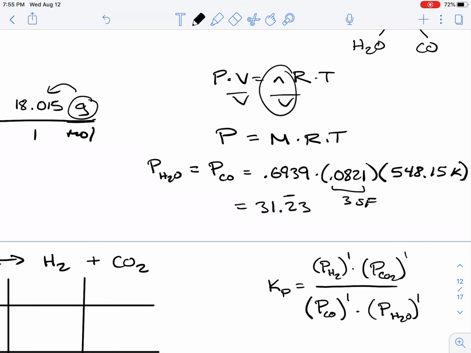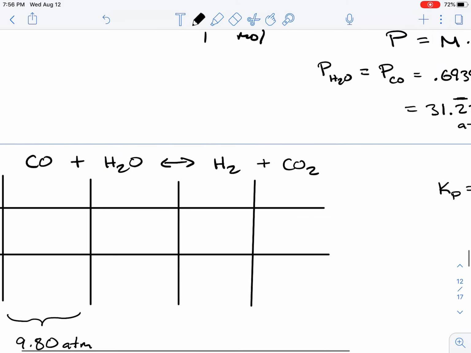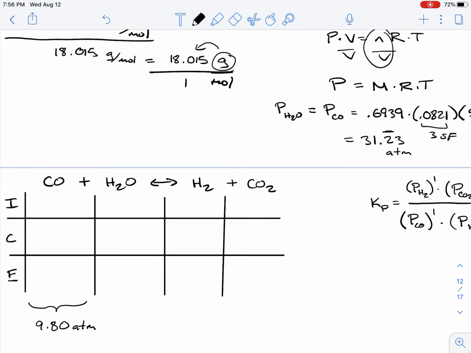So I'm just going to leave the 3 here for accuracy, but I'm going to put that horizontal line just to remind myself what the precision is. So it's 31.2. And the unit is going to be atmosphere, because we solved for the pressure, P. So here I have 31.23 atmosphere. And the problem didn't really give us an initial amount of products, so I'm just going to put 0 and 0.